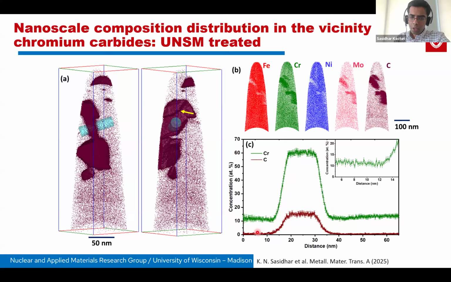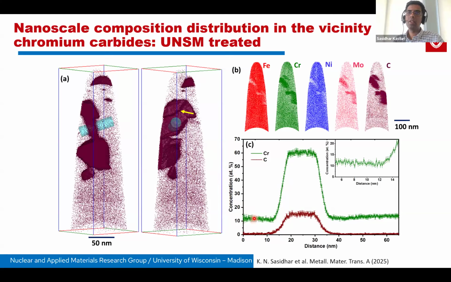And if you look at the chromium content distribution, this is where you start to see very interesting things. Now here, the lowest chromium content in the matrix is about 10%, close to 11% or so. That already tells us that when the lowest chromium content is close to the chromium content required for passivity, that explains why intergranular corrosion is greatly reduced in this material. So there is some amount of chromium homogenization taking place.